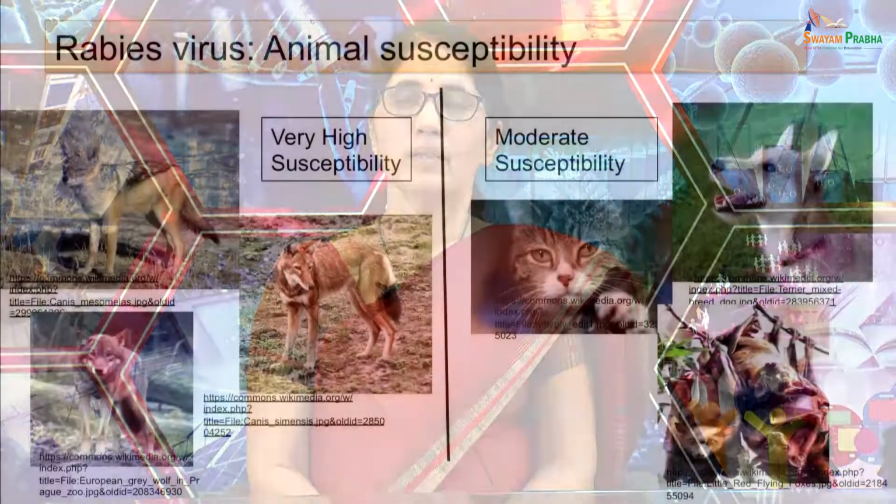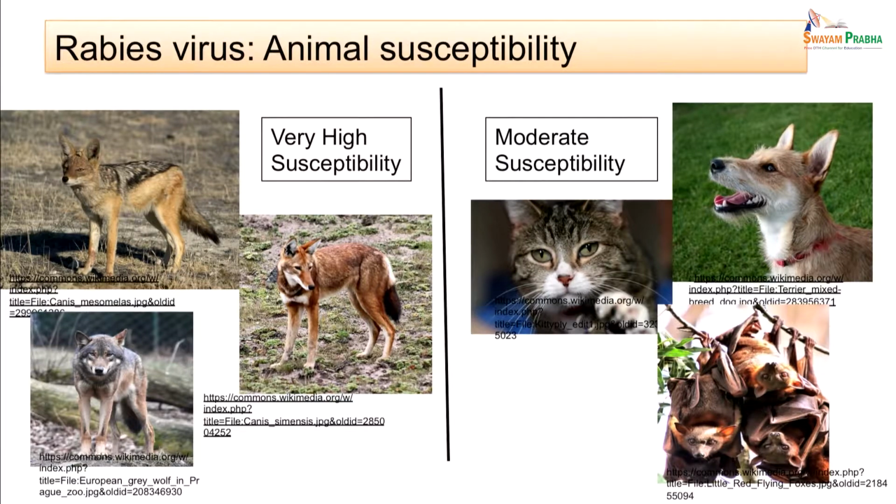Now, rabies virus is found in wild as well as in domestic animals. It is pathogenic to all warm blooded mammals including human beings. It shows variable susceptibility. Animals like wolves, jackals, foxes are very highly susceptible, whereas animals like cattle, cats, dogs, bats, raccoons show intermediate susceptibility, whereas opossums are highly resistant to infection by rabies virus.